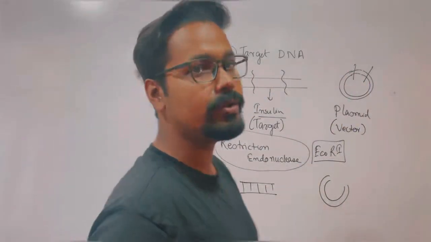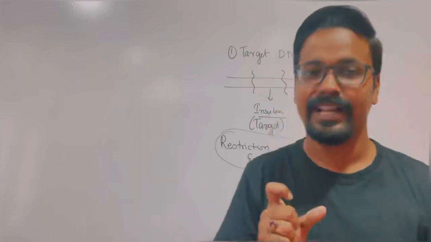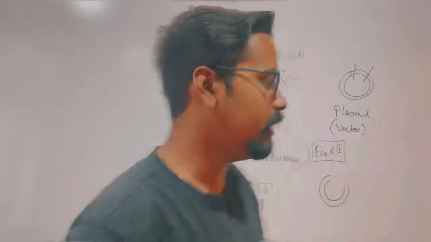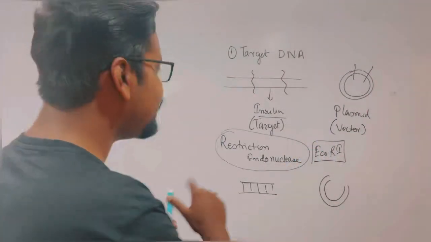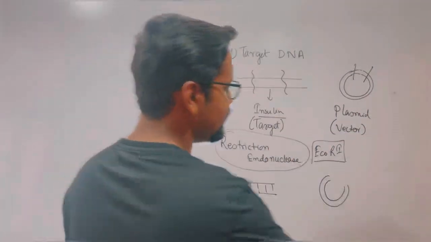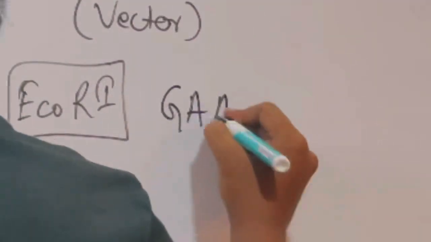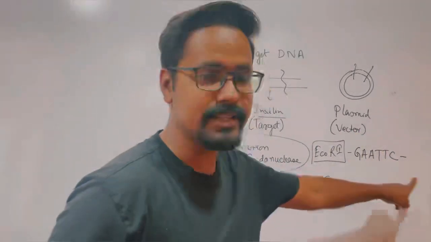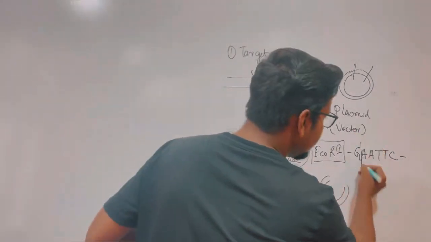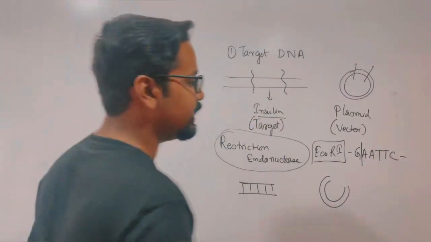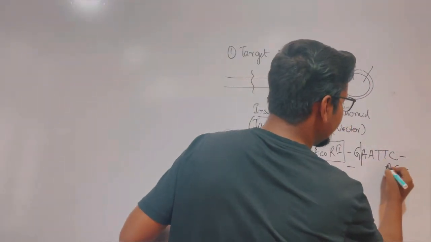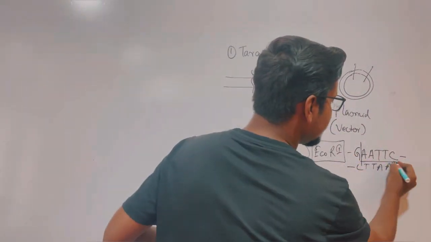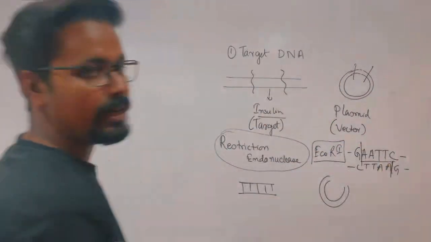Because restriction endonucleases actually have a recognition site. That means they see a particular pattern and they cut only at that pattern. For example, in EcoRI, wherever it can recognize a sequence of GAATTC, it will cut wherever it sees GAATTC. It will cut right after the G. Now obviously a DNA is a double strand, so we will have GAATTC on both strands. So it will cut here and it will cut here. So this section will be split into two parts.